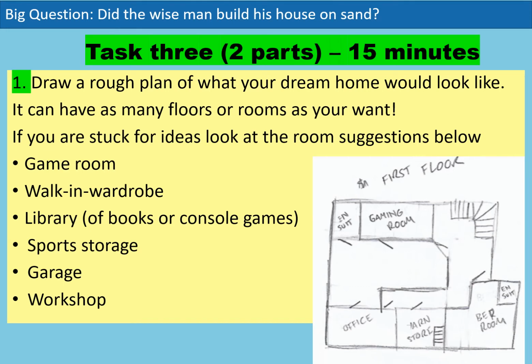Task 3. There are 2 parts here and it'll take you roughly 15 minutes, maybe a couple minutes more. So part 1, draw a rough plan of what your dream home would look like. It can have as many floors as you want and as many rooms as you want. And if you're stuck for ideas, there are some suggestions below. So you could have a game room, a walk-in wardrobe, a library, whether that's for books or console games, sports storage, a garage for all your sports cars and mopeds and BMX bikes, whatever else you have, or even a little workshop.